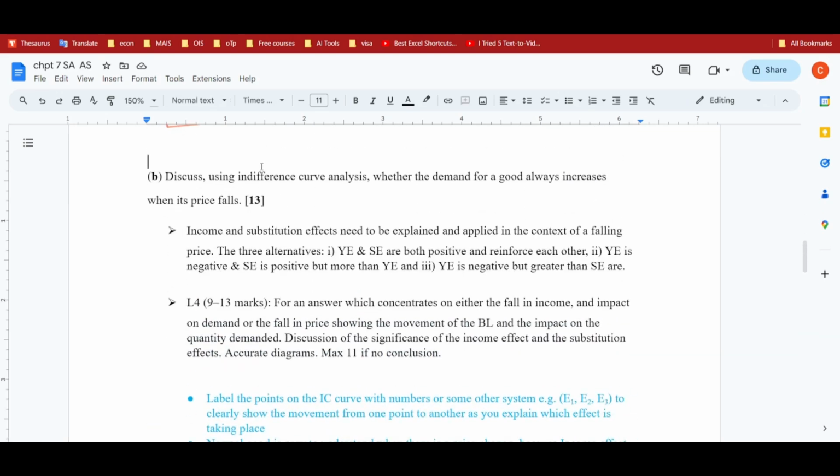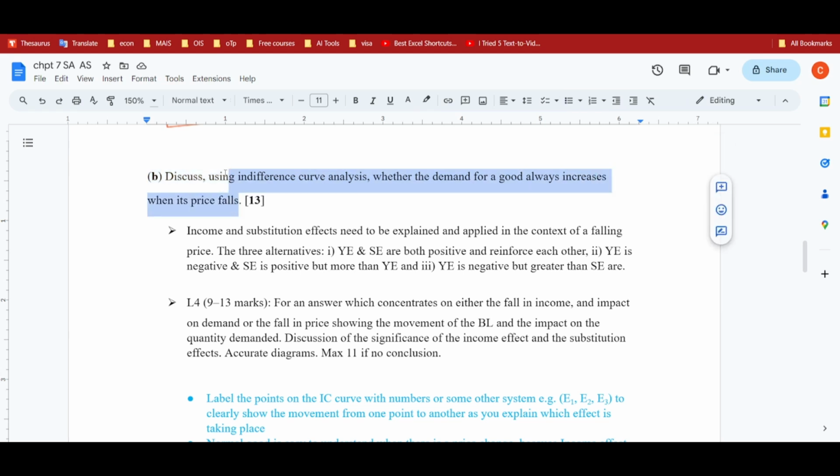B was what? Right here it says, discuss using an indifference curve analysis whether the demand for a good always increases when its price falls. So the price falls in this case, right?